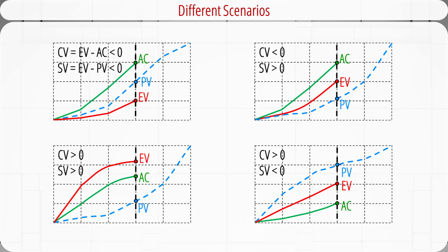For the cost schedule graph at the top right corner, the cost variance is negative, but the schedule variance is positive. So the project is over budget but ahead of schedule. The third graph at the bottom left corner shows that both the cost variance and the schedule variance are positive. So the project is under budget and ahead of schedule. The last graph at the bottom right corner shows that the cost variance is positive and the schedule variance is negative. So the project is under budget but behind schedule.